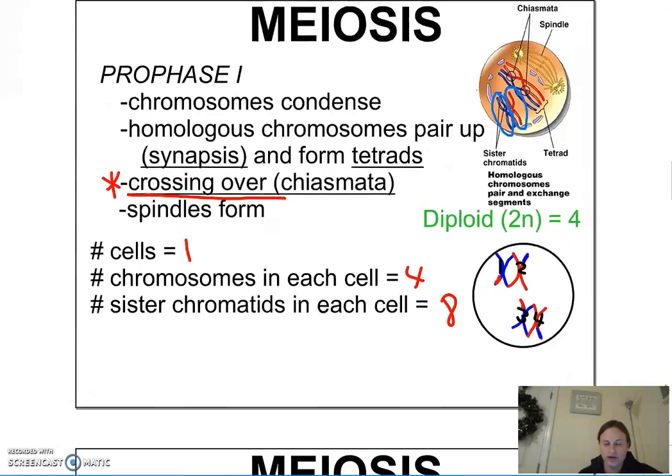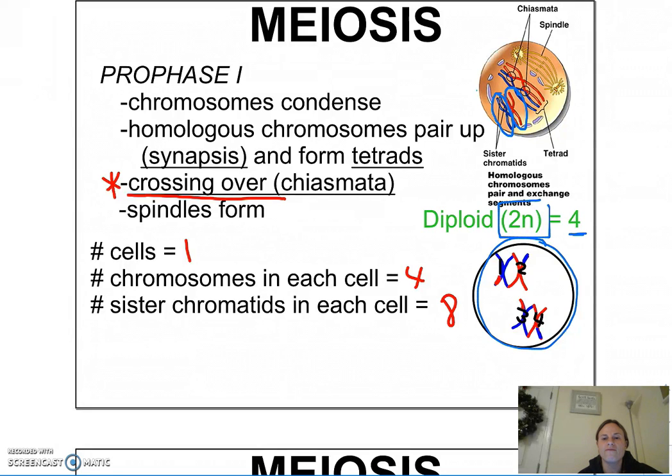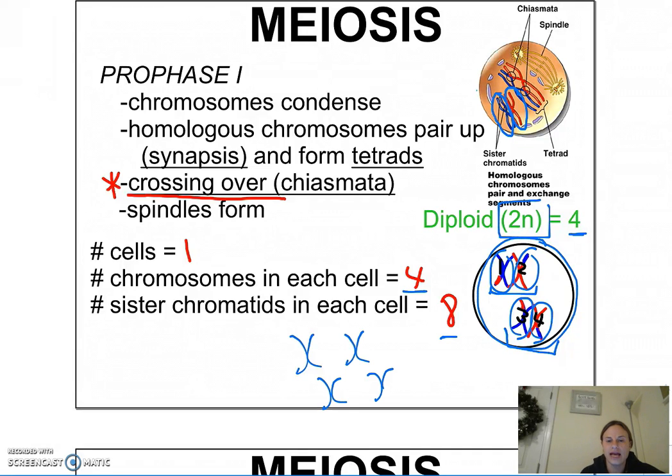What I'd like to do is trace a cell through this process. So this cell's diploid number is 4, meaning I have 4 chromosomes. So I have 1 chromosome, 2 chromosomes, 3 chromosomes, and 4 chromosomes, where they are matched up into their tetrads. In other words, the homologous pairs have come together. So in this one cell, I have 4 chromosomes, but I've got 8 sister chromatids, right? 1, 2, 3, 4, 5, 6, 7, 8.